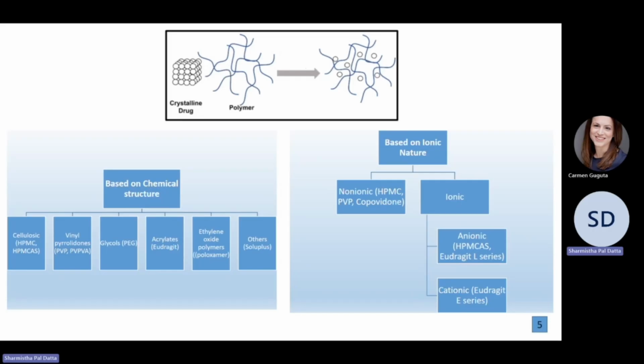The polymers usually used to make ASDs can be classified on the basis of their chemical structure or their ionic nature, as shown here. Mostly in pharmaceutical organizations, it's the cellulosics, the vinyl pyrrolidones, and other amphiphilic polymers that are used for making ASDs. Some of these cellulosics can be ionic, or they can also be non-ionic polymers.